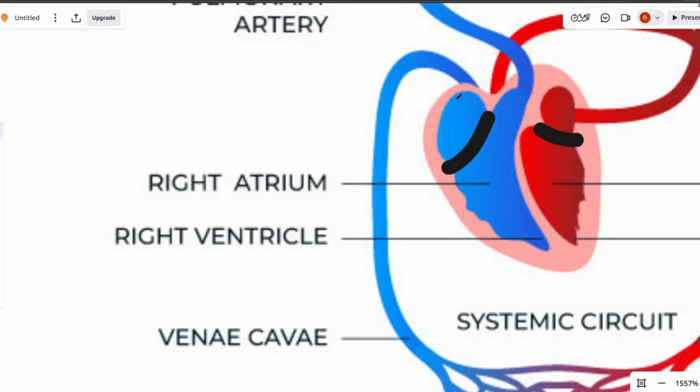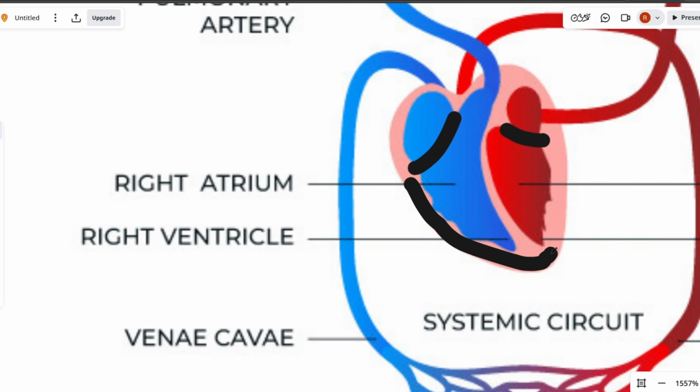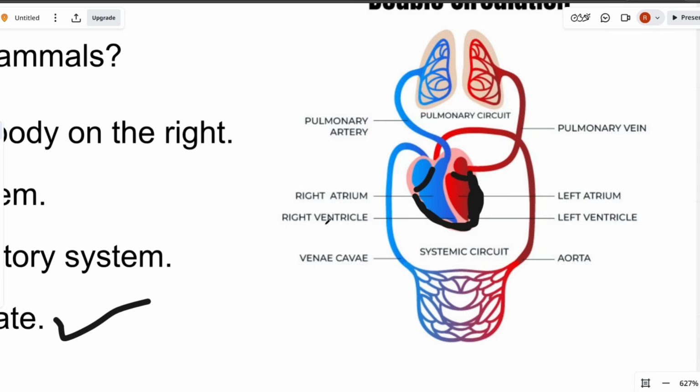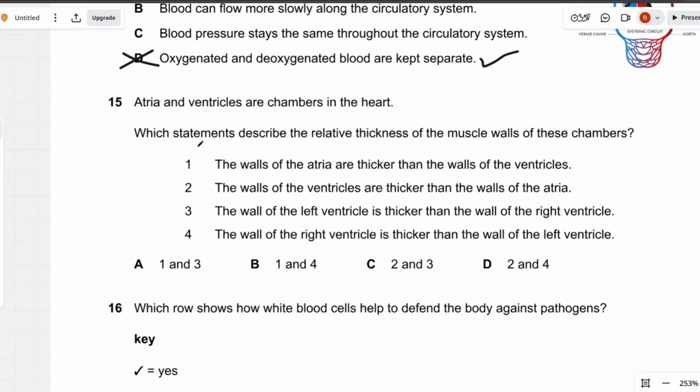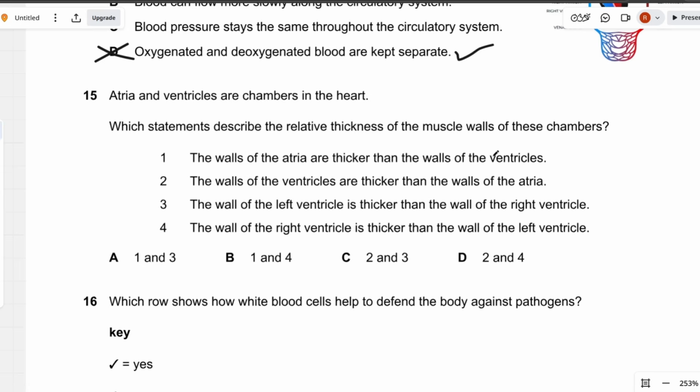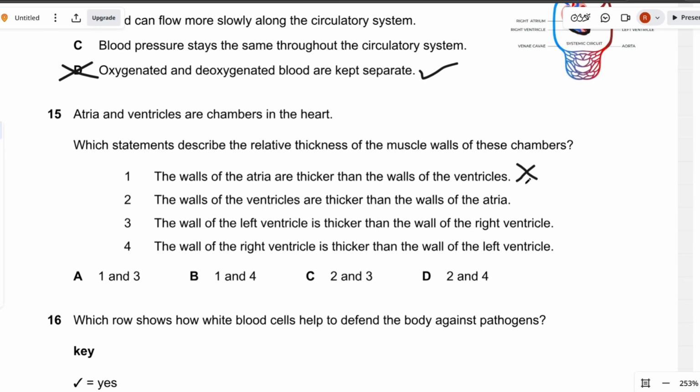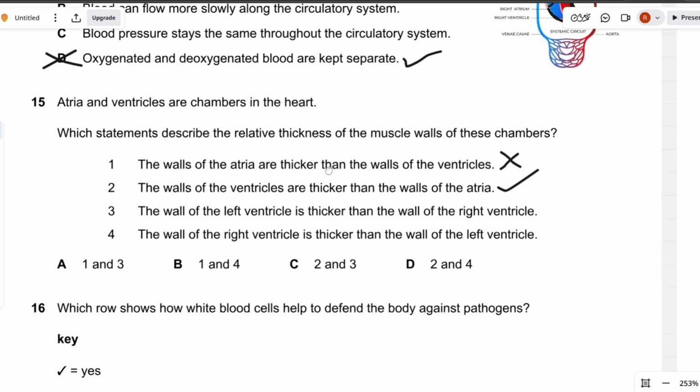Yes, they do contract, but the contraction they do is just to send a small amount of blood into the ventricles. The ventricles are the thicker parts of the heart, and they're responsible for pumping the blood into all the body organs, and therefore they have to be much, much thicker. The walls of the atria are thicker than the walls of the ventricles. This is incorrect. The walls of the ventricles are thicker than the walls of the atria. That is absolutely correct. Just the opposite of the first one.